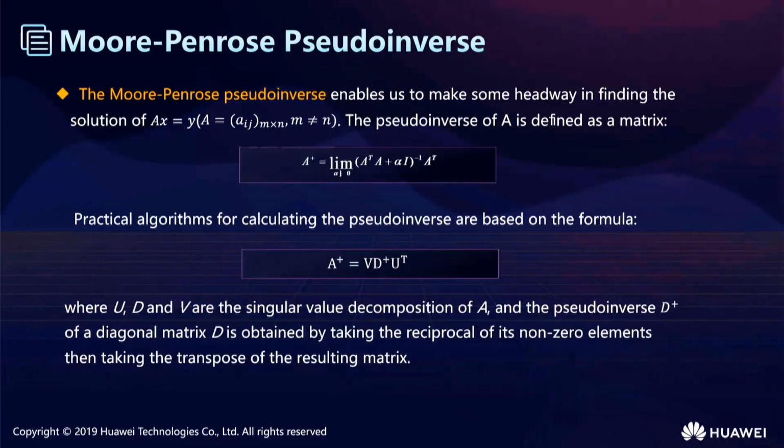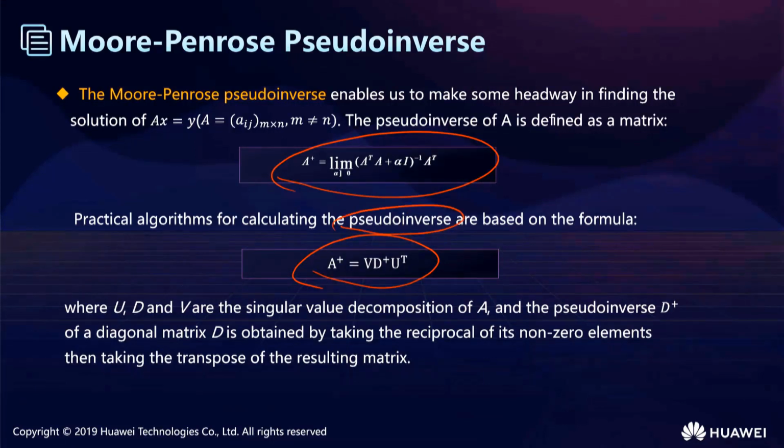Here, let's learn about the Moore-Penrose pseudo-inverse. It is useful in solving linear equations. It is defined by these formulas. We often use this formula to calculate the pseudo-inverse, where U, D, V are the singular vector and value matrices we talked about before, and it's very useful.